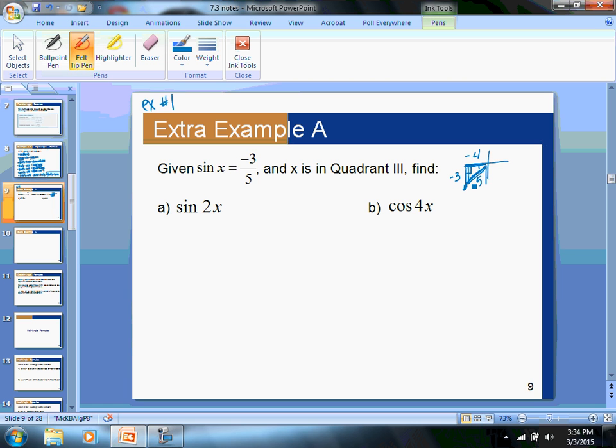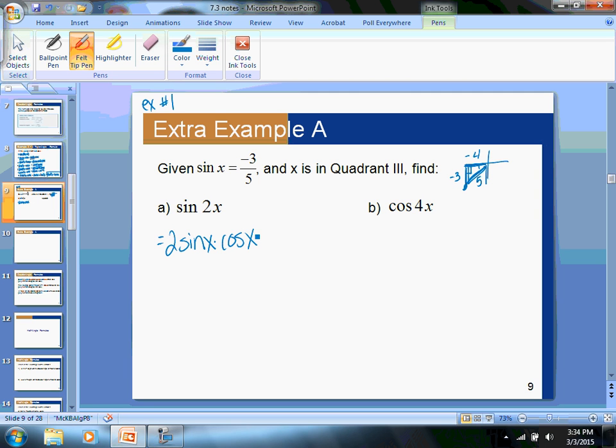So in part A, I want to find sine 2x based off of the information that this triangle is telling me. So sine 2x, that's my double angle formula. So I'm going to rewrite that as 2 sine x and then cosine x. And now I can use the triangle to actually evaluate those.